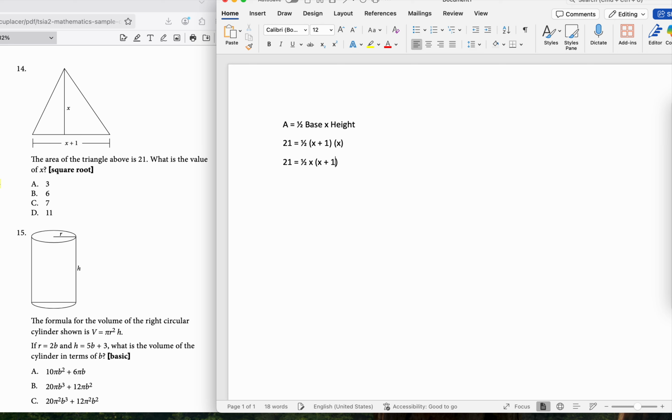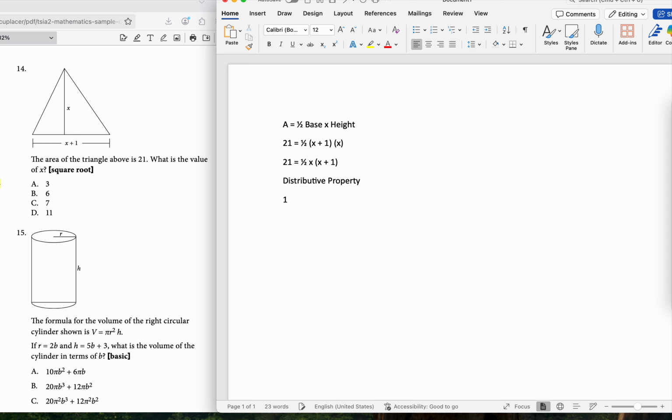And the reason we're writing it that way is if we were to use distributive property, then it would definitely make this easier to multiply. So let's use distributive property. For those of us who don't know what distributive property is, we're taking the number up front and multiplying it by each piece in the parentheses. So 1/2 x times x, and then 1/2 x times 1.